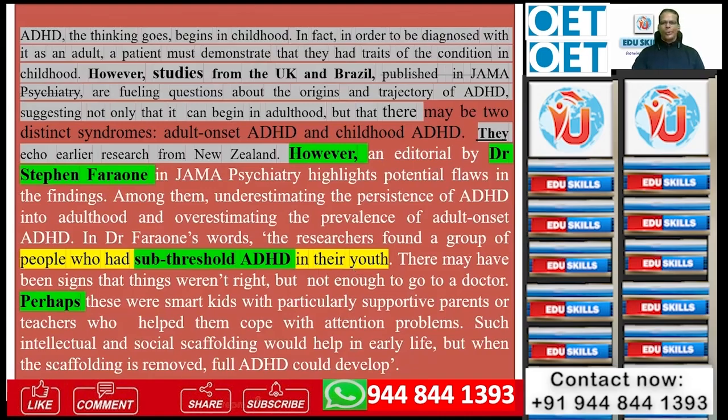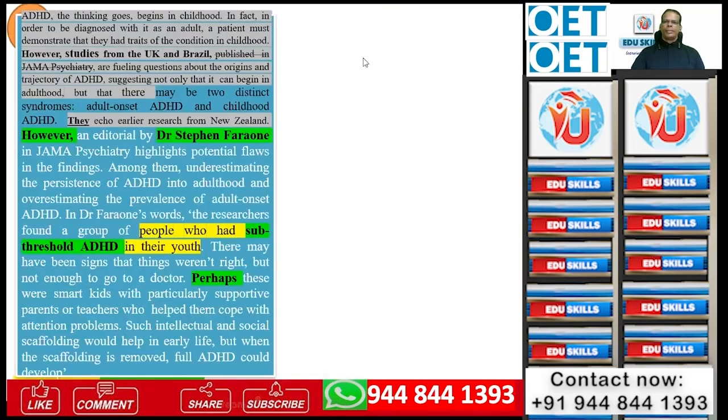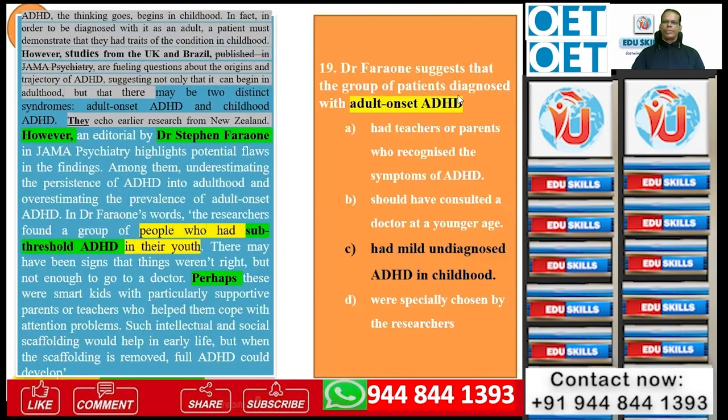Sub-threshold is the childhood term, so that's the synonymous language being used. Let's compare. Dr. Farhan suggests that the group of patients diagnosed with adult onset ADHD had mild undiagnosed ADHD in childhood. Means people who had sub-threshold ADHD. In Dr. Farhan's words, the researchers found a group of people who had sub-threshold ADHD in their youth. Means they had mild undiagnosed ADHD in childhood. The sub-threshold is the synonym being used for the childhood.